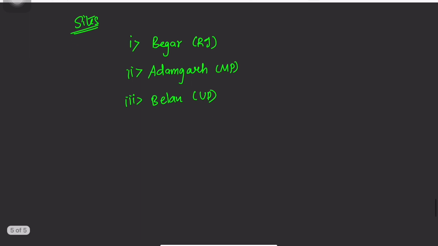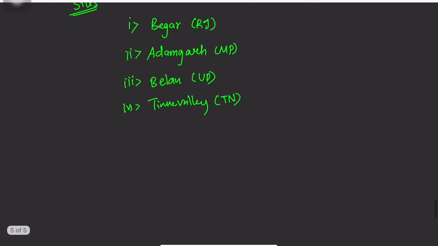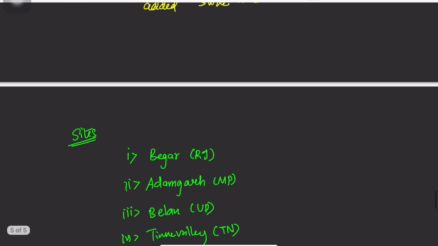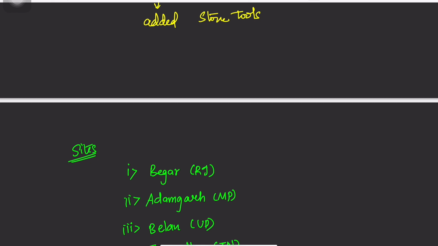Bagor, Rajasthan. Then Adamgarh, it is located in Madhya Pradesh. Then Belan Valley, I already told you, in Uttar Pradesh. Then Tirunelveli or Tinnevelly, okay, that time it was called Tinnevelly or Tirunelveli, in Tamil Nadu. Okay, these are all the things you have to remember for Mesolithic. This is more than sufficient for Mesolithic. Then we go for Neolithic.